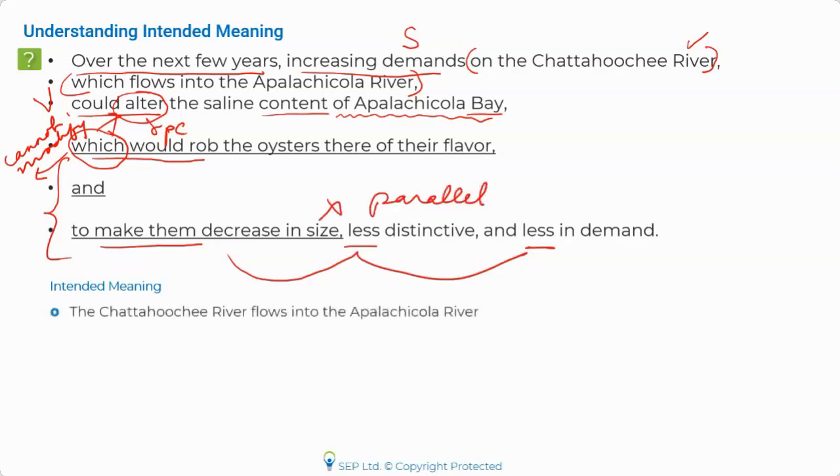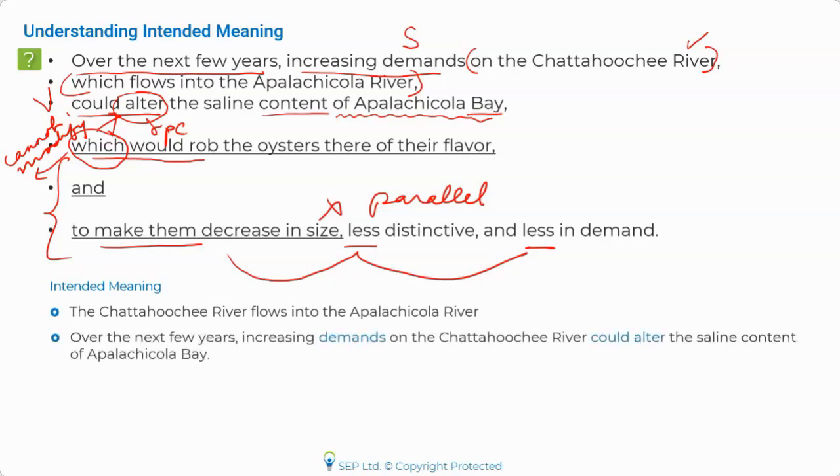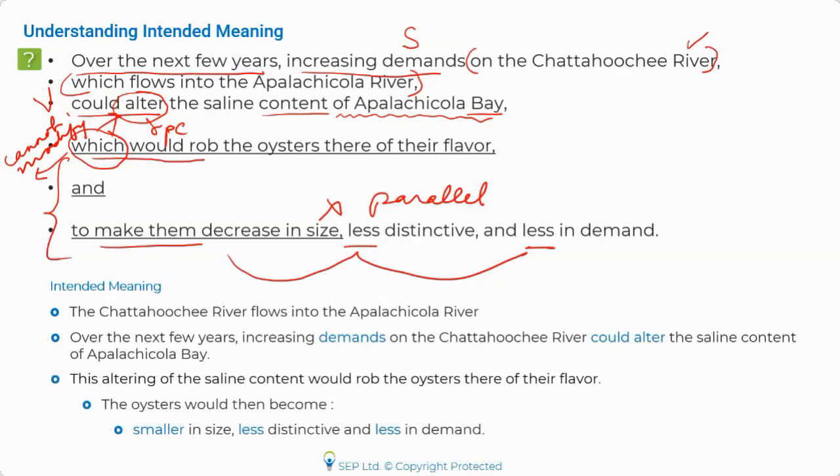So I'm thinking, okay, the Chattahoochee River flows into the Apalachicola River. Over the next few years, increasing demands on the Chattahoochee River could alter the saline content of the bay. This altering of the saline content would rob the oysters of their flavor. The oysters would then become smaller in size. Now, smaller is, if you see, this is parallel, smaller, less, less. Smaller in size, less distinctive, less in demand. Okay? Take a moment to let that sink in.